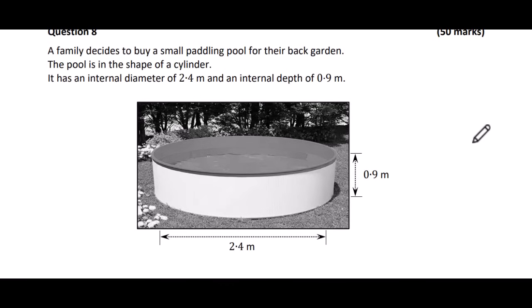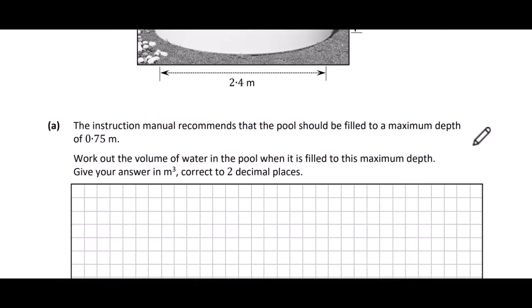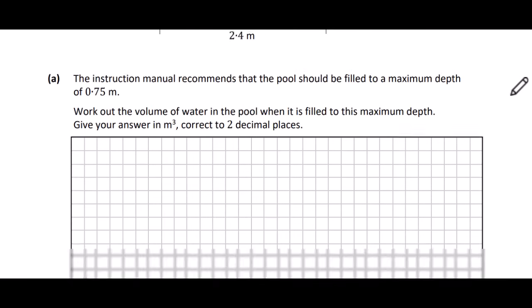Question 8. A family decides to buy a small paddling pool for their back garden. The pool is in the shape of a cylinder. It has internal diameter 2.4 meters and internal depth of 0.9 meters. Now the instruction manual recommends that the pool should be filled to a maximum depth of 0.75 meters. Work out the volume of water in the pool when it is filled to this maximum depth. Give your answer in meters cubed correct to 2 decimal places.